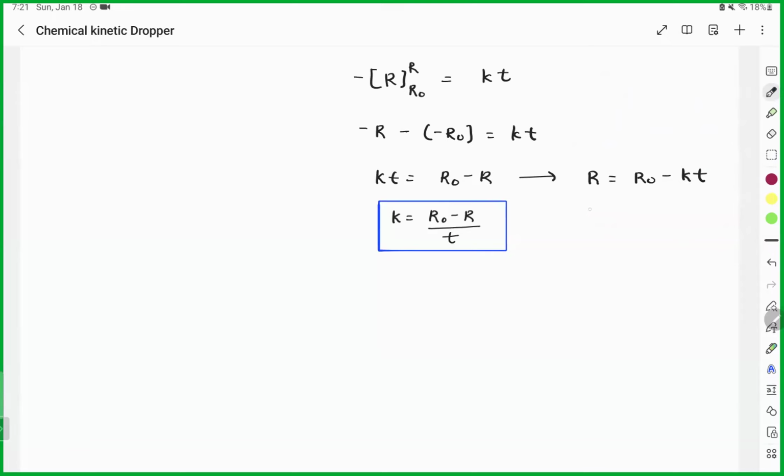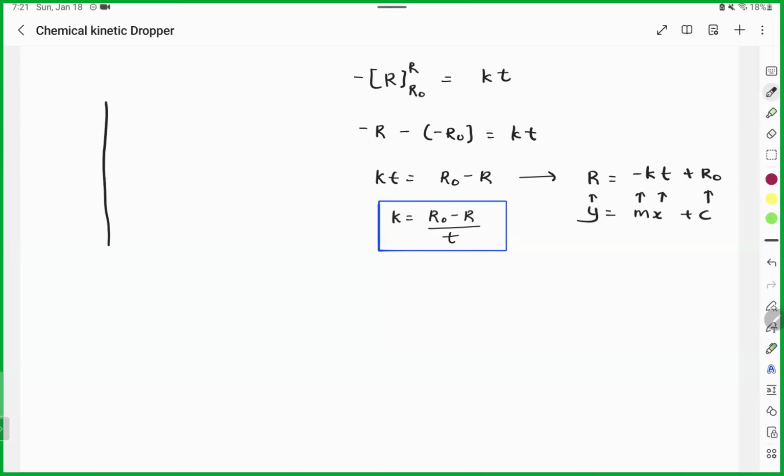Correct. If you compare this, y is equal to... I will write the same form: R is equal to minus kt plus R naught. Same thing, I just kept kt before. Why? Because it's easy to compare. y is equal to mx plus c. Correct. So your y is R, your x is time, the slope is k, and the y-intercept is R naught.